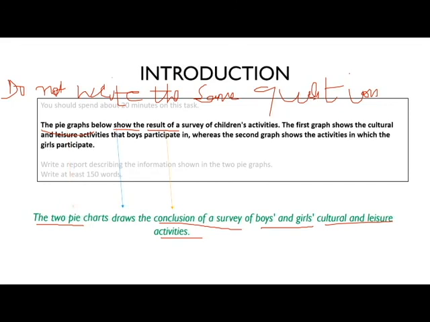Now let's move on to the next part, which is writing an overview. Now how do you write an overview?